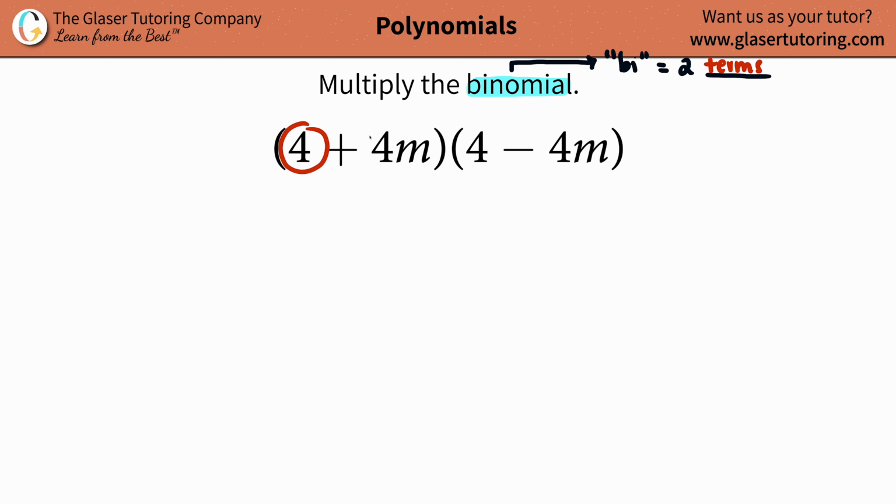I have 4 plus 4m. Just the random number is one of the terms, and then the other one that has the variable m, the 4m, that's another term. So two terms here, and then 4 minus 4m, there's your other binomial. One term for the 4, and one term for the negative 4m. And we just got to multiply them, right?